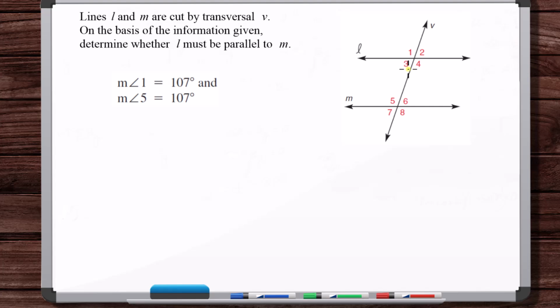Now, there are other ways. If you can show that just one pair of interior angles on the same side of the transversal are supplementary, then it proves the two lines are parallel. And the same with just one pair of exterior angles on the same side of the transversal being supplementary. So any of those ways, just one of those, proves the lines are parallel.